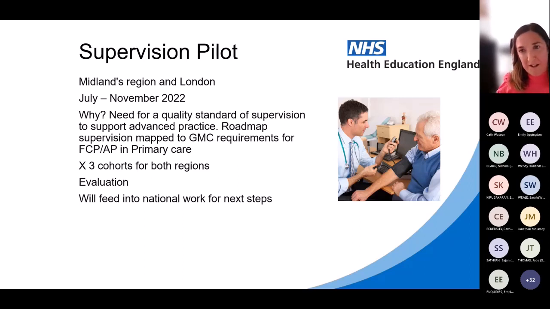There's also an evaluation that goes out 6 weeks later, when those people who've been through the pilot have had time to go back into the clinical areas and think about how they've used some of the principles they got during the pilot. Hopefully that evaluation is going to feed into the national work we're doing, looking at the next steps for supervision training for advanced practice.